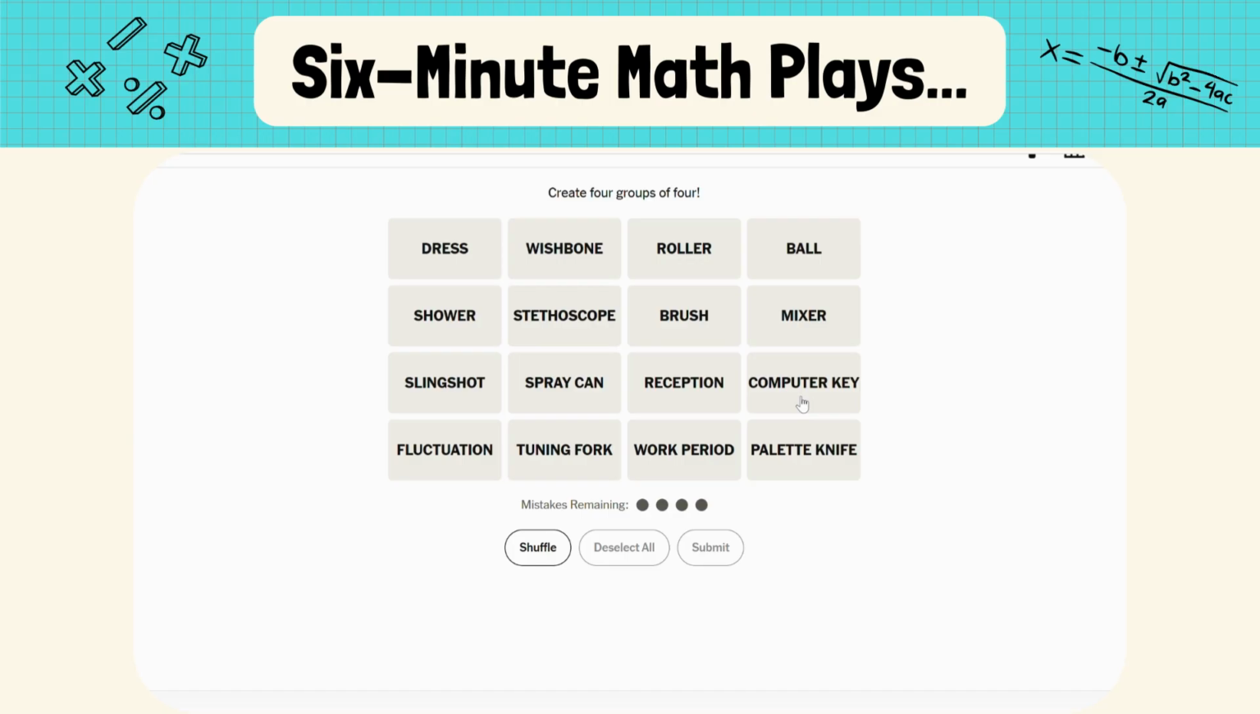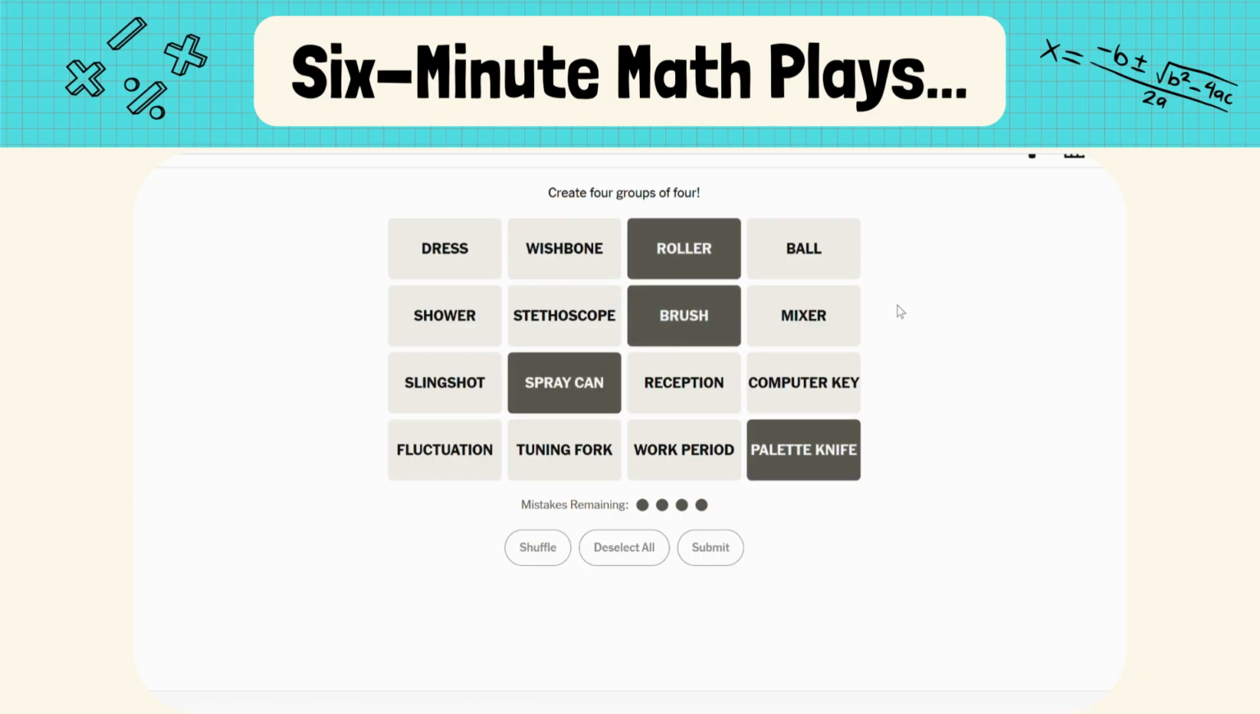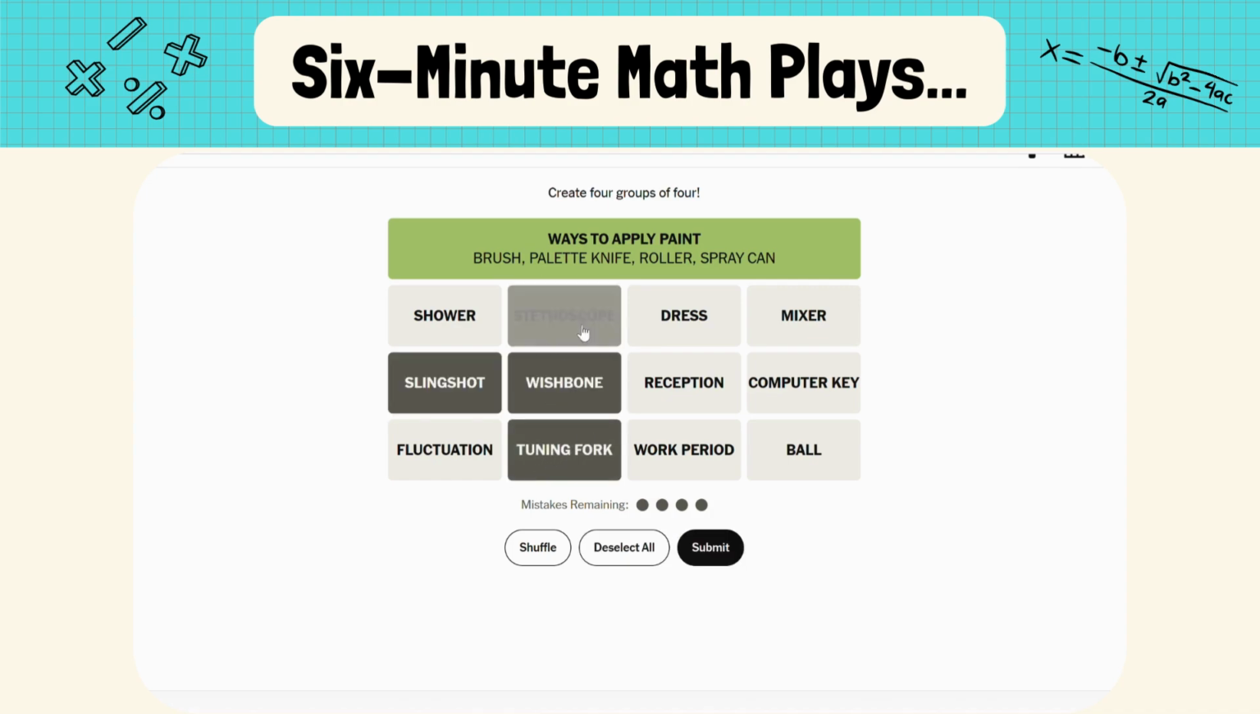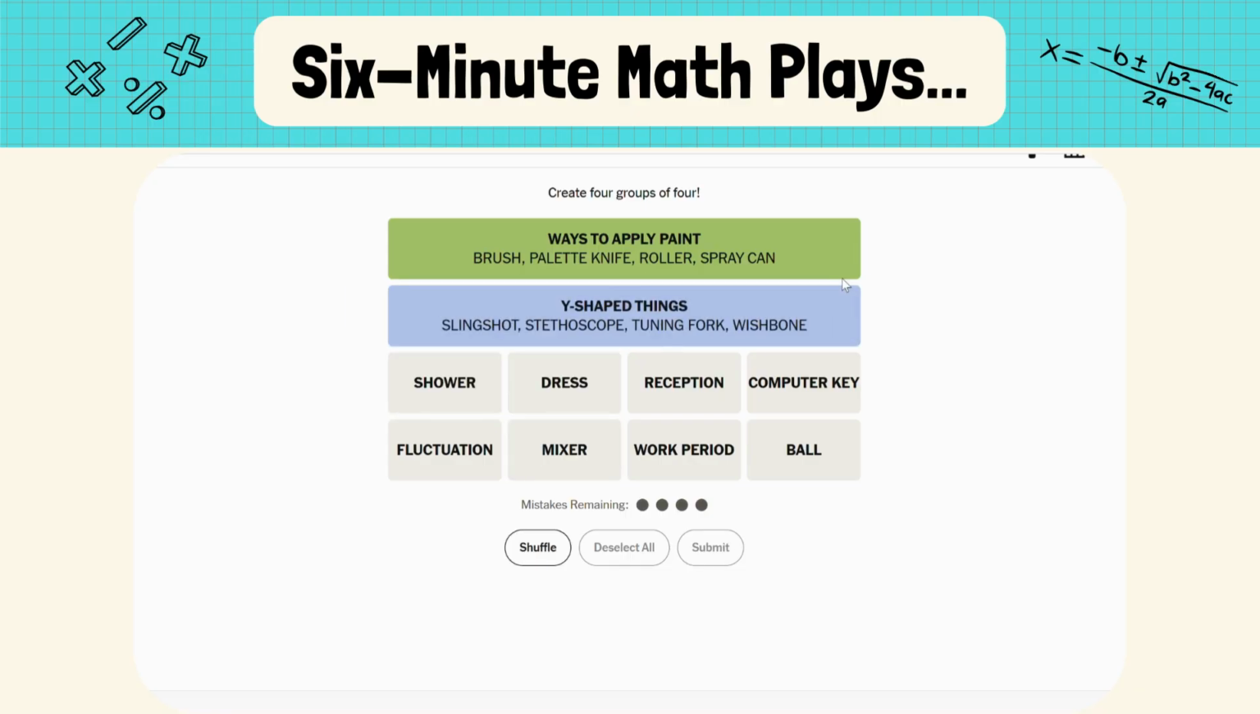This is going to be enter, computer key. I don't know why. I think things to do with enter. I don't know why that is jumping out at me. Let's get this one to start here. Ways to apply paint. So that's good. Slingshot, wishbone, a tuning fork, and a stethoscope all form the shape of a Y. Y-shaped things.